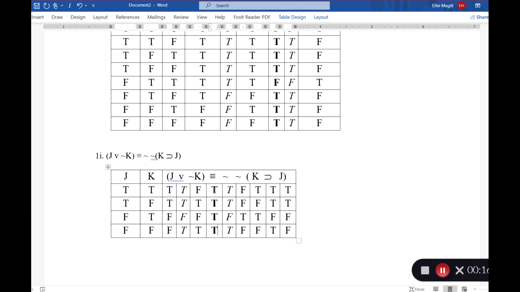So here we have another logically true sentence. There is no row on which it's possible for this sentence to be false. It's true on every single row. It's a logically true sentence.